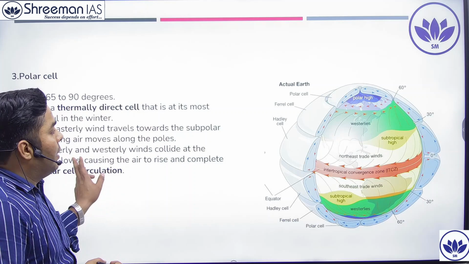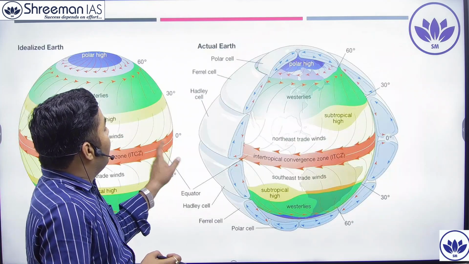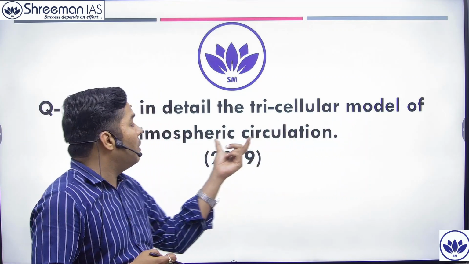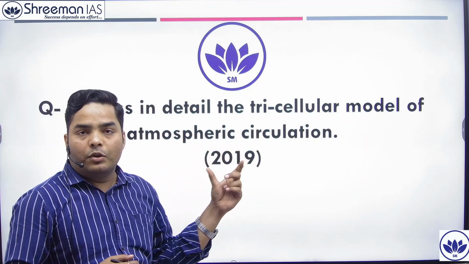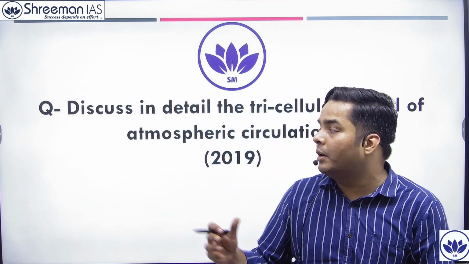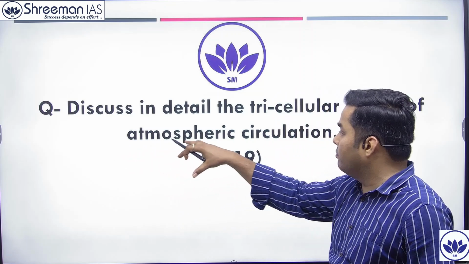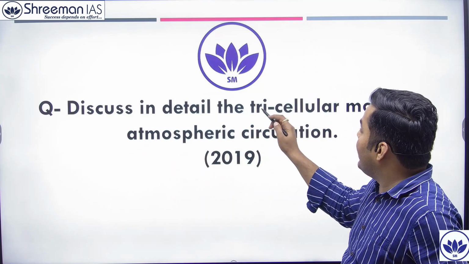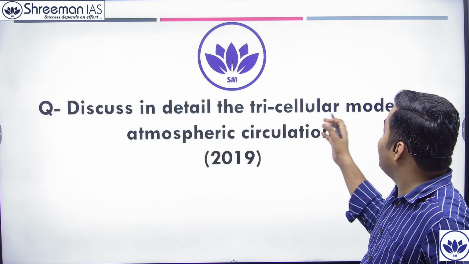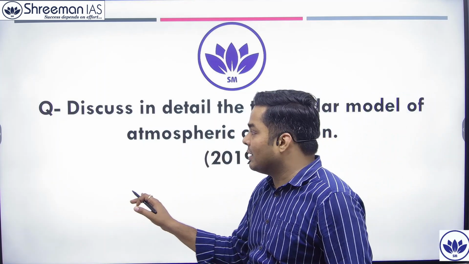This is the answer to the question which is asked, and the question is: discuss in detail the tricellular model of atmospheric circulation. So in the very first part, in the introduction, we told about atmospheric circulation, then we explained in detail the mechanism of the tricellular model. Hence this question is complete.